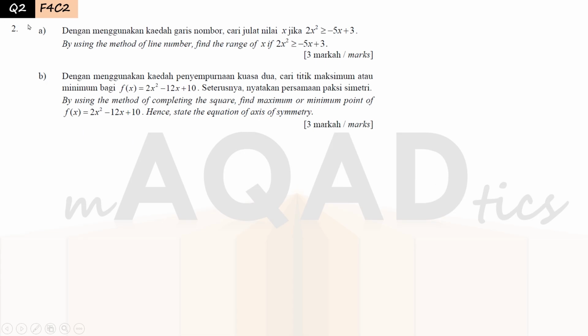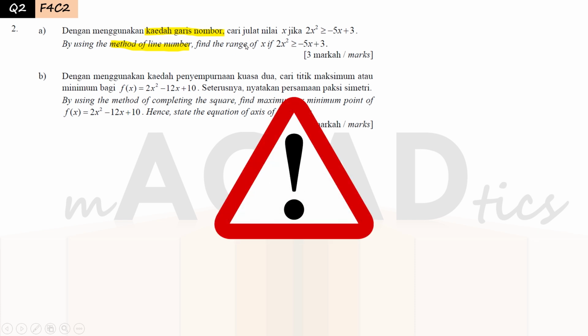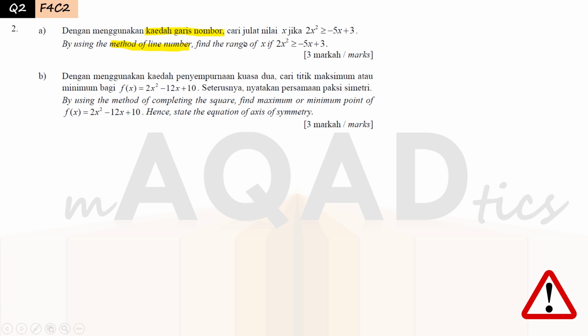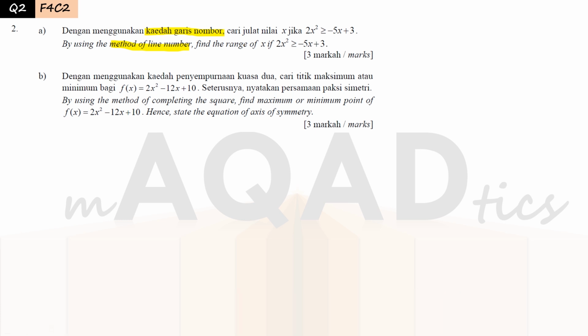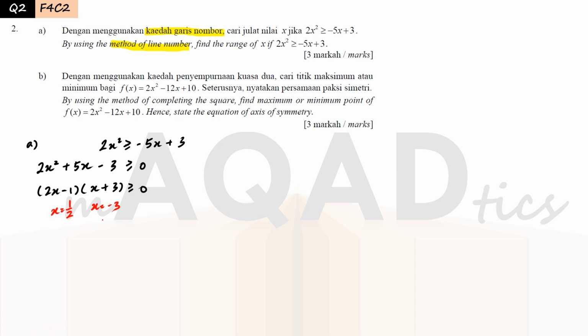Question 2, coming from quadratic functions, and in part A, we are going to use the method of line number to find the range of x using this inequality. Right? So again, range meaning in our answers there will be inequalities. Okay? So to start off, we can move everything from the right side to the left first, because we can factorize this quadratic equation using the calculator and find the 2 x values. So the 2 x values would be 1 over 2 and negative 3.